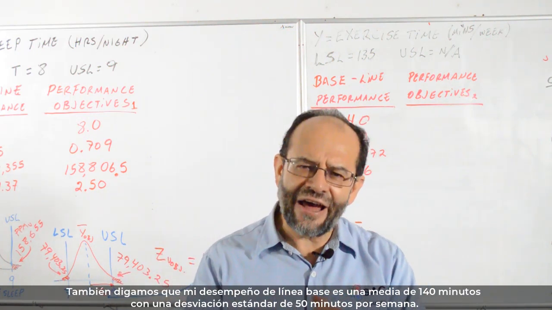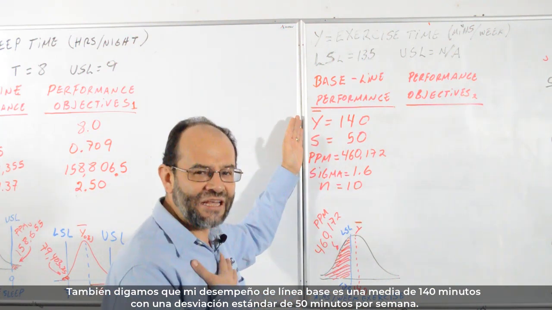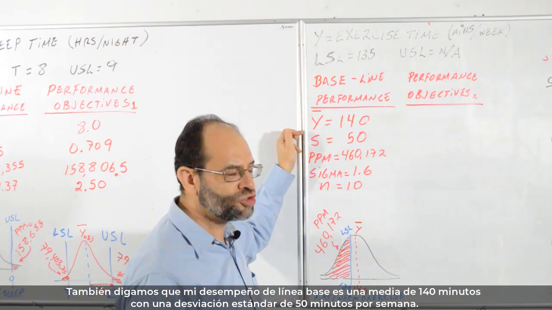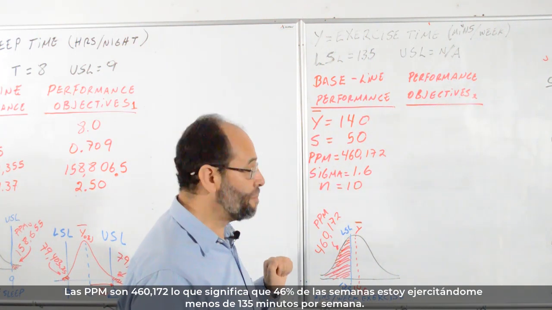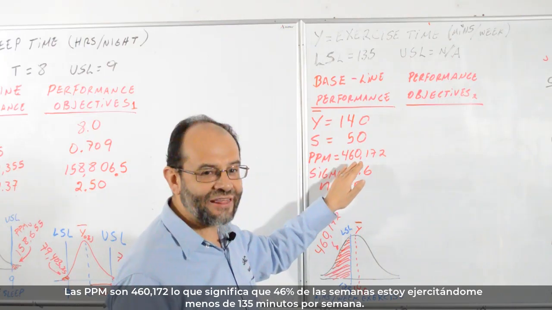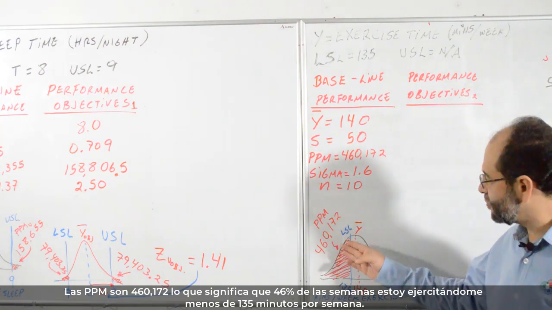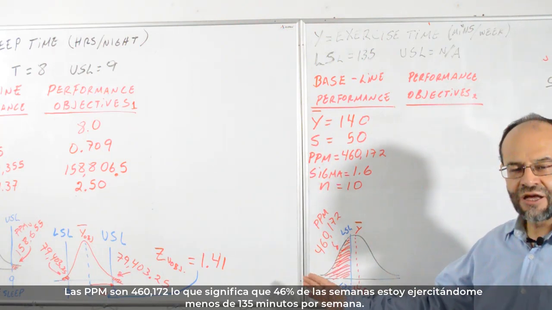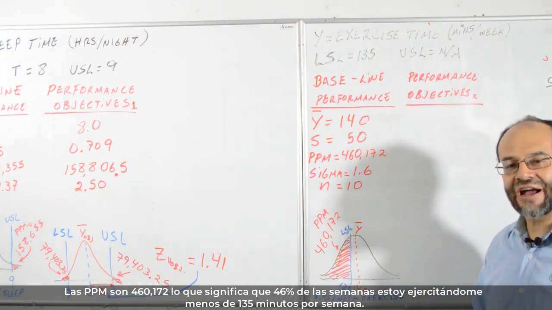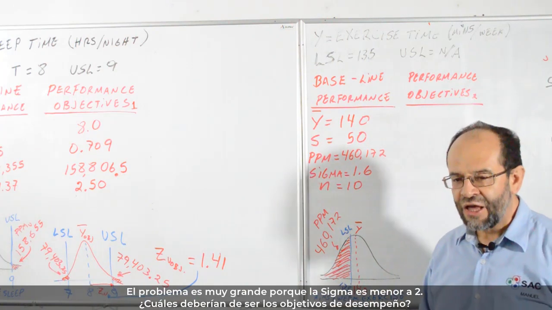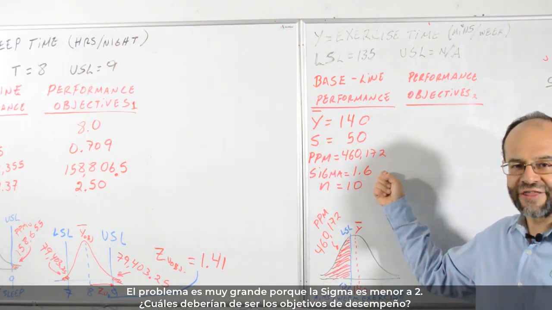And also, let's say that my baseline performance is this one. Currently, my mean is 140 minutes with a standard deviation of 15 minutes per week. The PPMs, 460,172, which means that 46% of the weeks, I am exercising less than 135 minutes per week. The problem is very big also because sigma is smaller than 2.